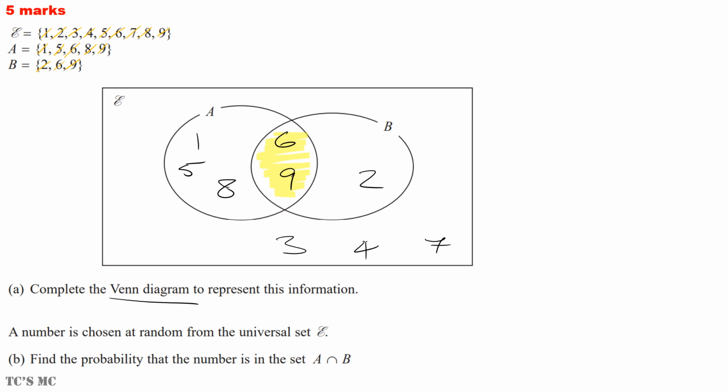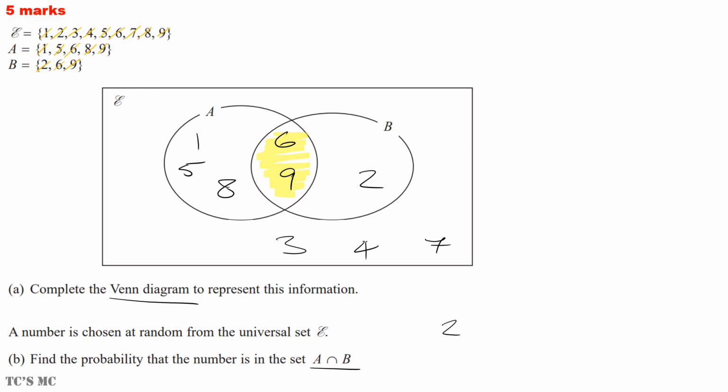For having all values in the correct places, we now have 3 marks. The question goes on to say, a number is chosen at random from the universal set. Find the probability that the number is in the set A intersection B. A intersection B is the highlighted region.